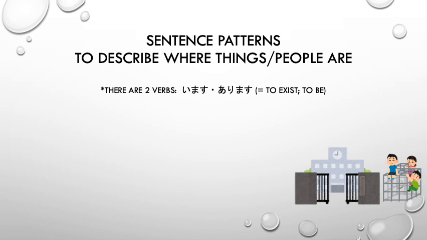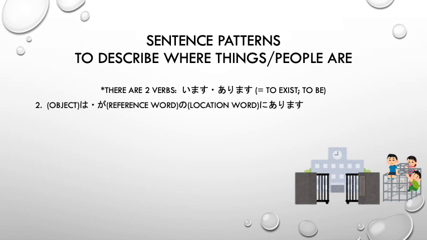The second pattern or second verb is あります。When you are talking about inanimate object, where the objects are, then you use あります。Object は or が reference word の location word にあります。There is an object in place or object is at a certain place.